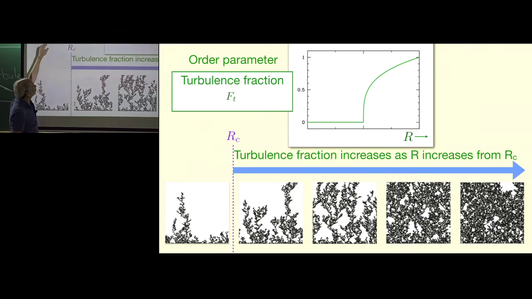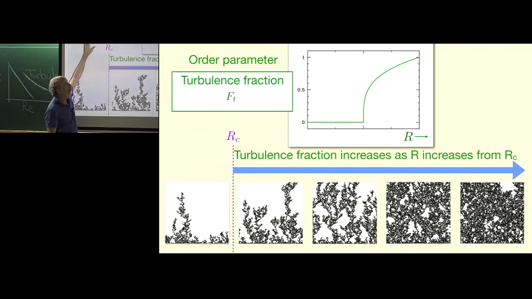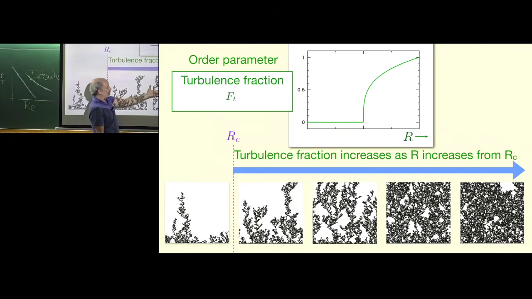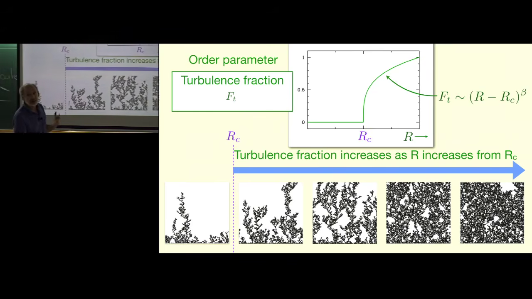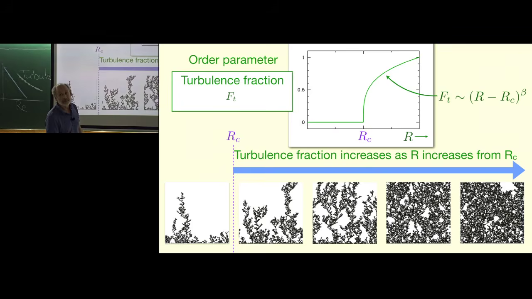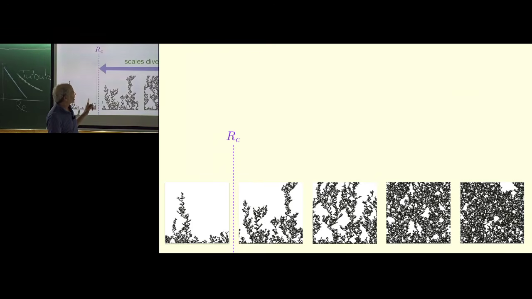And so the turbulence fraction is the right order parameter for this system. And what you expect, and what this little model will certainly show you, is that it grows continuously, and it grows continuously with a very well-defined exponent beta. Okay? I'll come back to the universality in a minute. There are two other exponents.